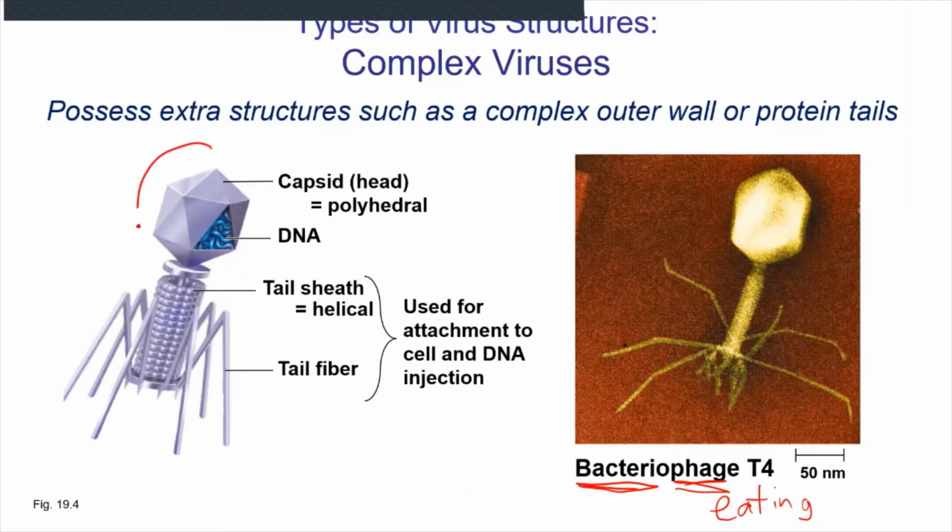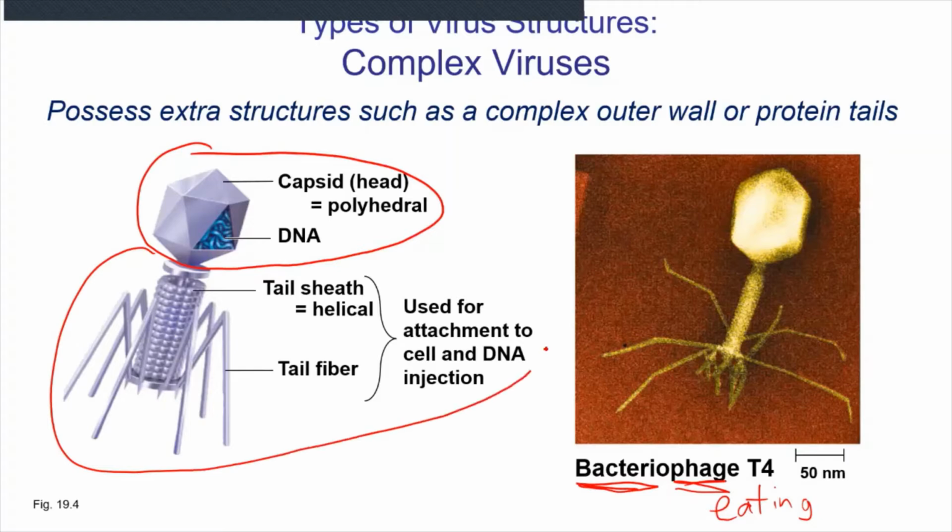You can see this has a head, and the head structure is basically a polyhedral kind of virus. It has the genome, and the genome is surrounded by that capsid, that protein coat. But it also has this big tail structure. And the tail structure is kind of like a giant syringe. And what it is going to do is inject the DNA from this virus into the host cell. So we'll come back to bacteriophage in a moment.